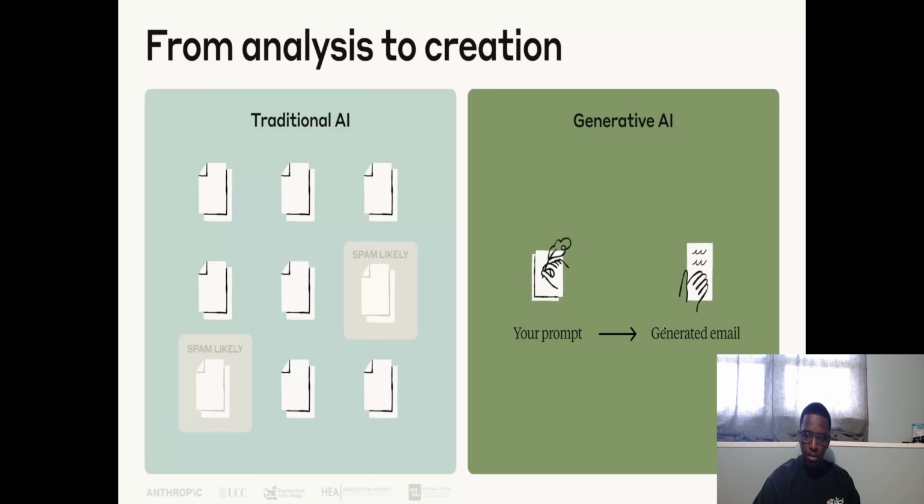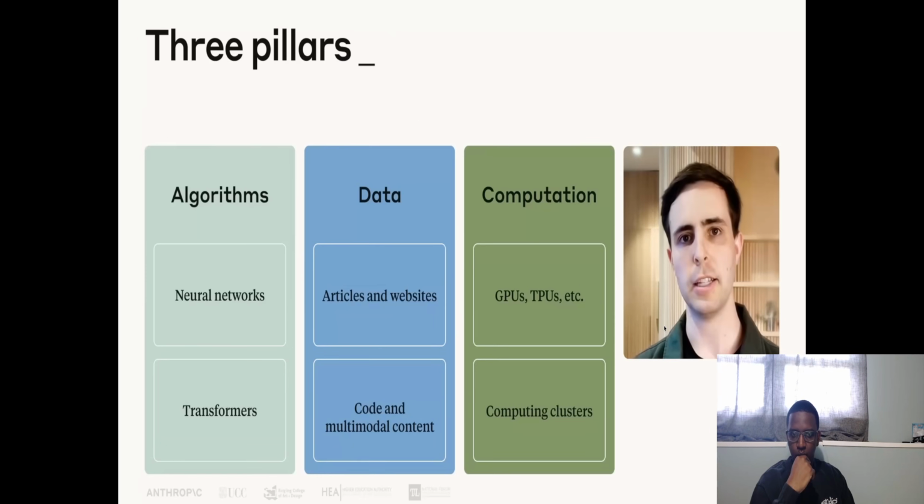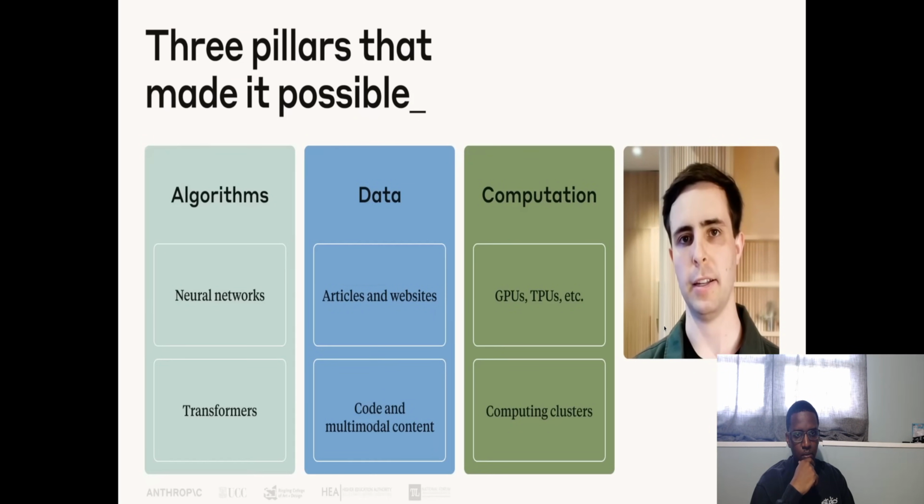Large language models, or LLMs, like Anthropic's Claude models, are a prominent type of generative AI. They're called language models because they're trained to predict and generate human language, and large because they contain billions of parameters, mathematical values that determine how the model processes information, somewhat like synaptic connections in your brain. The path to today's generative AI wasn't sudden. It involved three crucial developments coming together at the right time.